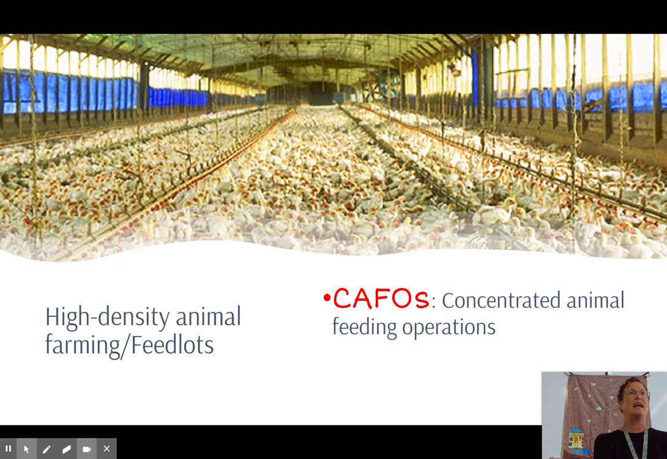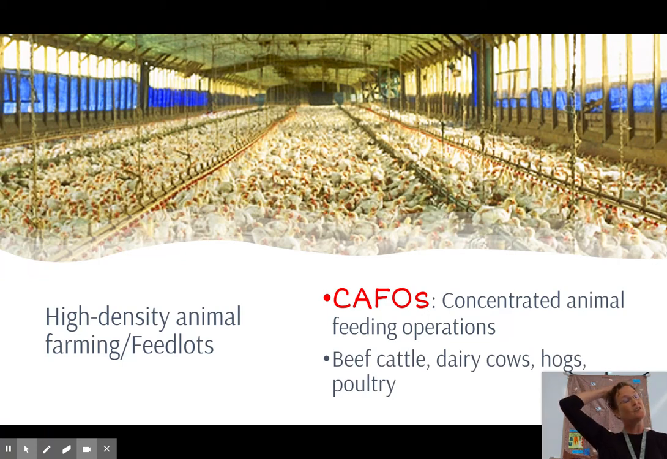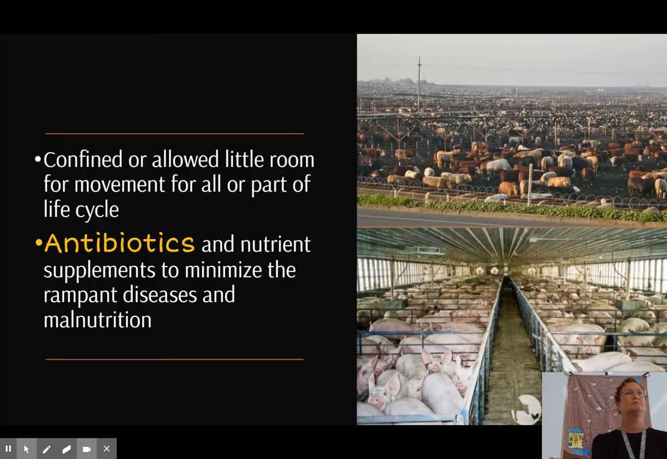So we're going to talk about CAFOs. CAFOs are concentrated animal feeding operations. These are where you have high density animal feeding lots for the beef and cattle, dairy cows, hogs, and poultry. A lot of the food that you get when you buy from the grocery store comes from these high density concentrated feeding lots, which are legal but controversial.